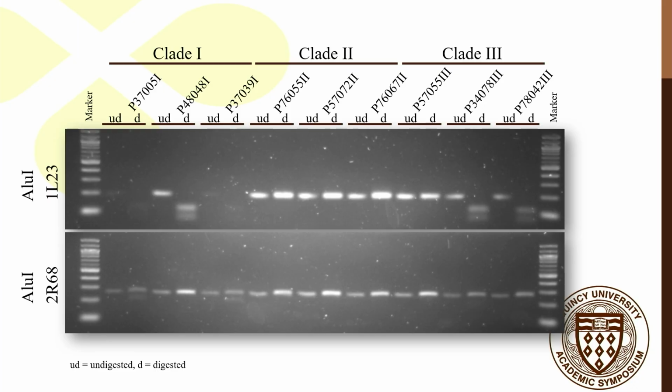For 2R68 at the bottom, there is a possibility here for clade 1. However, for clades 2 and 3, it is still homozygous for not having a restriction enzyme site.